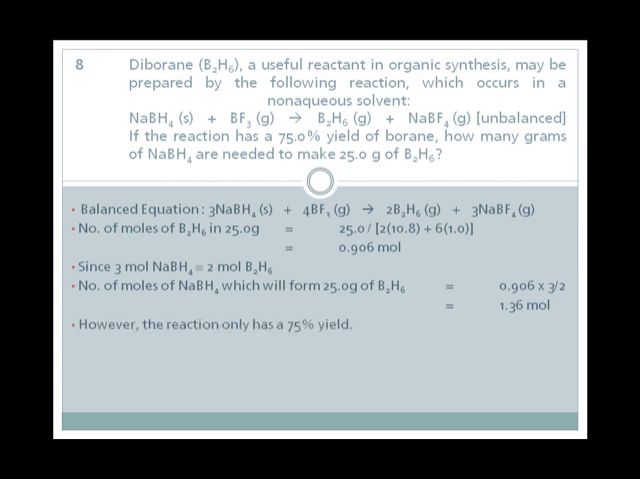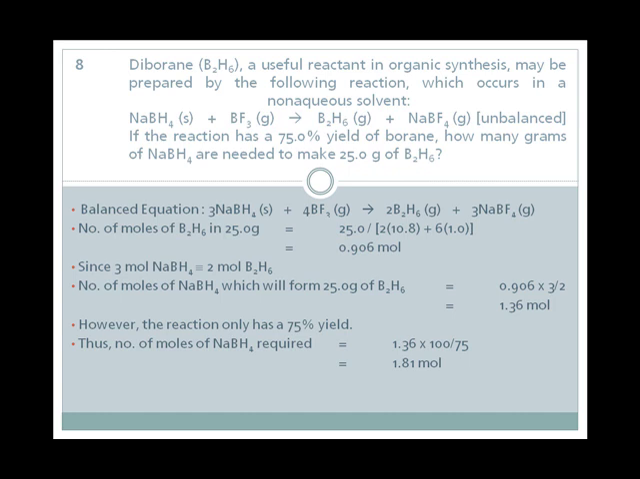Okay, so we need to calculate the number of moles of sodium borohydride required with a 75% yield of the reaction. Okay, we will take 1.36 multiplied by 100/75, and we will get 1.81 moles.